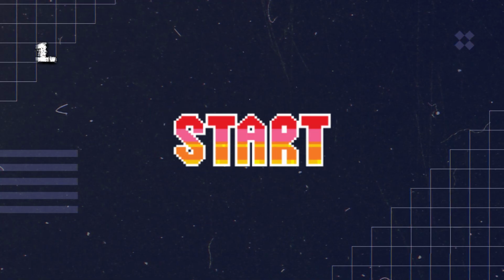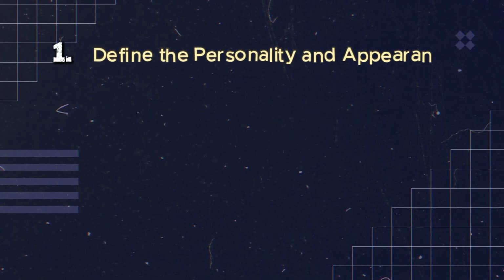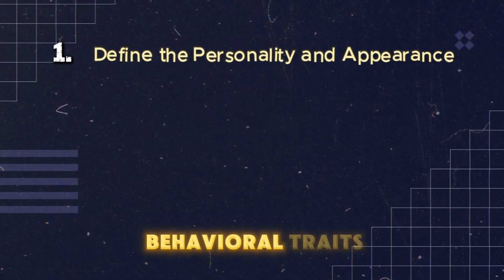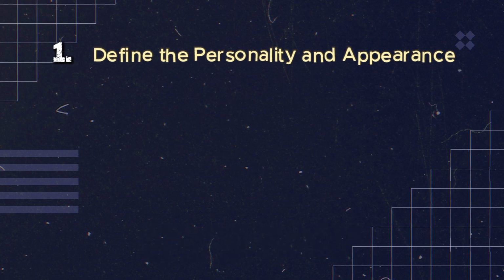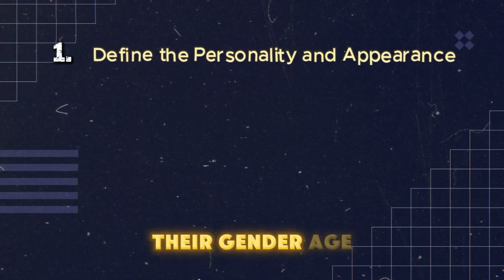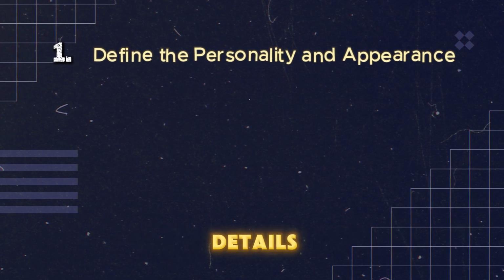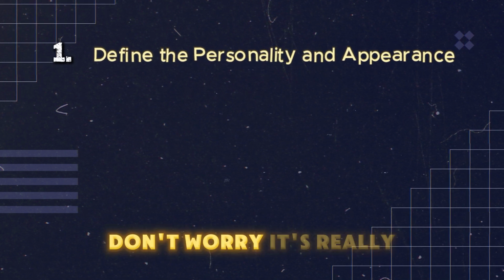To start, we first need to fully define the personality of our character, including both physical and behavioral traits. We need to know what our character looks like, their gender, age, how they talk, what they like, and other details. If you don't have ideas for it, don't worry, it's really easy.